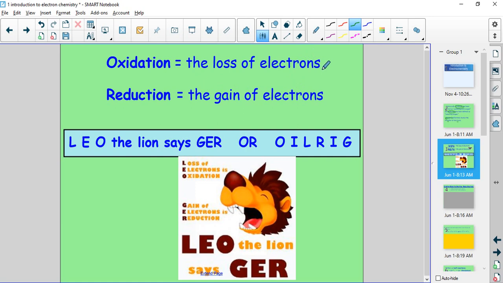There's a couple ways to remember this. The way that I was taught, that kind of stuck with me, is this mnemonic device: Leo the lion says grr. Losing electrons is oxidation, gaining electrons is reduction. So Leo the lion says grr. Another way I've heard of is OIL RIG: oxidation involves losing, reduction involves gaining, and that refers to electrons. So a couple of mnemonic devices here for you to remember the definition of oxidation and reduction as it pertains to the movement of electrons.